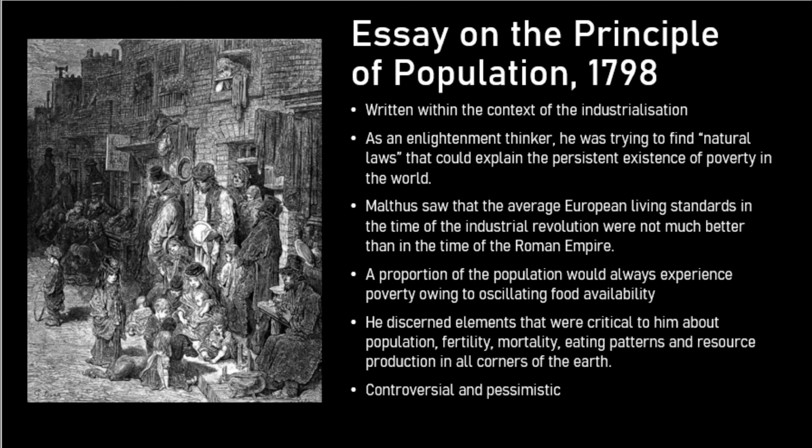Malthus wrote the essay on the principle of population in 1798 in the context of the industrialization. As an Enlightenment thinker, he was trying to find the natural laws that could explain the persistent existence of poverty in the world. He saw that the average European living standards in the time of the Industrial Revolution were not much better than in the time of the Roman Empire. A proportion of the population would always experience poverty owing to oscillating food availability, he concluded. He discerned elements that were critical to him about population, fertility, mortality, eating patterns, and resource production in all corners of the earth in this book, and was seen as controversial and pessimistic.